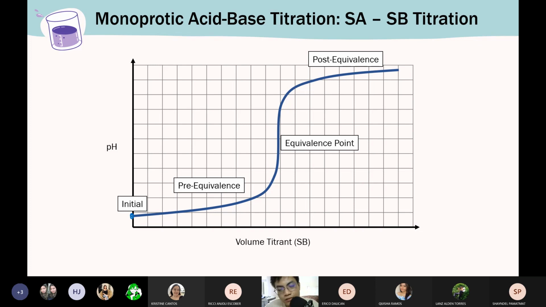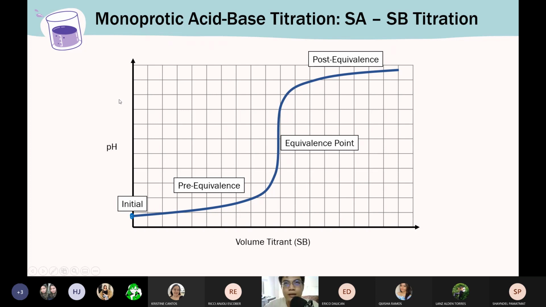Then, at the pre-equivalence point, what does that mean? You have added titrant, so you have dripped in some titrant. But it is not enough, in the sense that not all of the acid will be converted into salt, into neutral products. So in the initial stage, you have not added any titrant. In the pre-equivalence point, you have added titrant but not enough for the reaction to be complete.